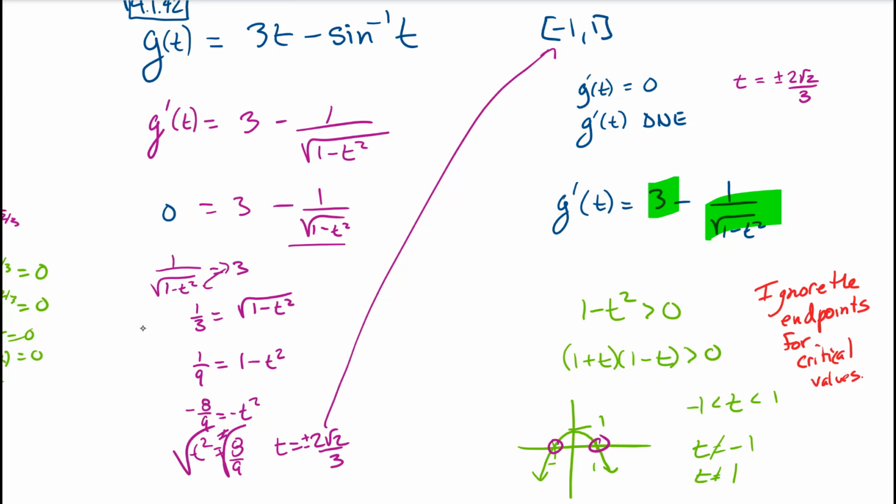So I know this was a very, very tricky one, so the only solution to this problem is right here. It's just t is equal to positive or negative 2 √2 over 3.